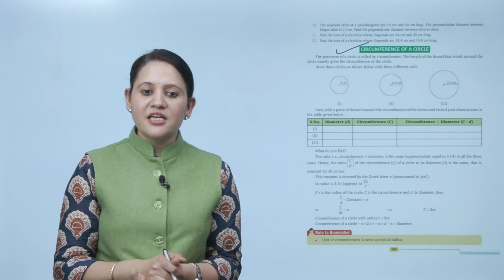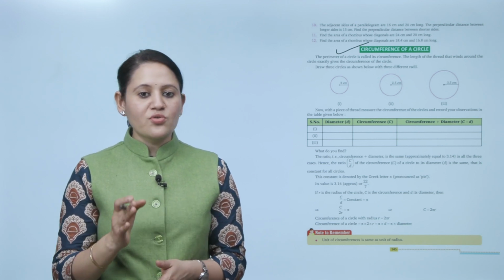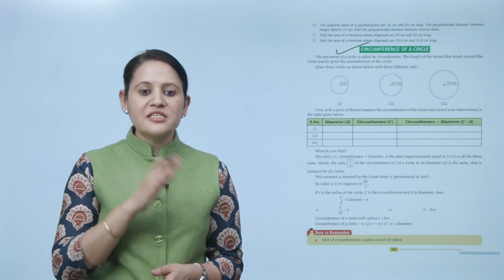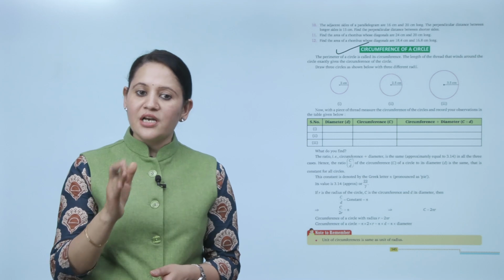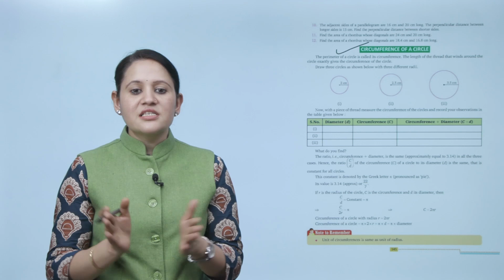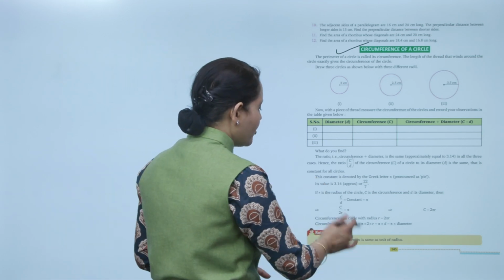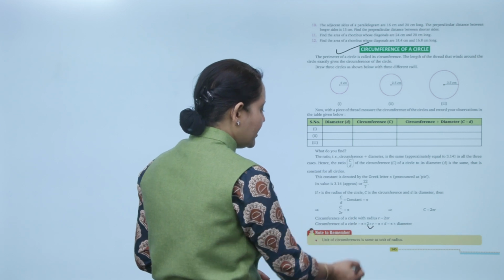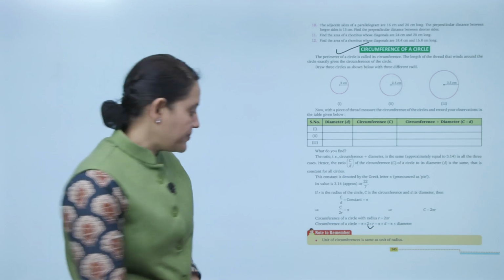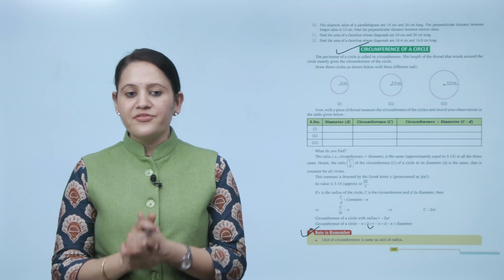If R is the radius of the circle, C is the circumference and D is the diameter, then C upon D equals a constant, that is pi. C upon 2R equals pi, because diameter is equal to 2 times the radius, so in place of diameter I have written 2R. Circumference of a circle with radius R equals 2 pi R. Circumference is pi into 2R, or we can write 2R as D, so pi D means pi into diameter. Next is note to remember: unit of circumference is same as the unit of radius.